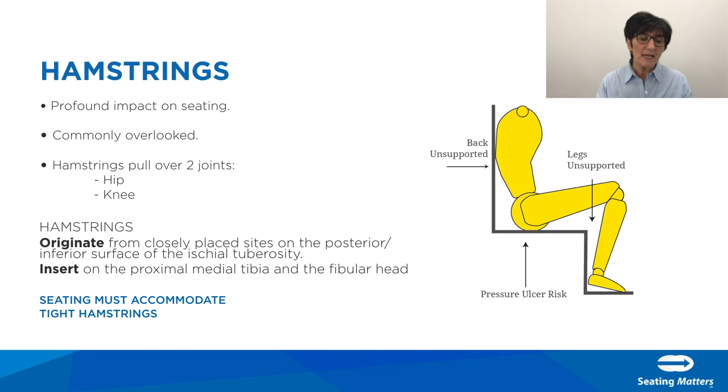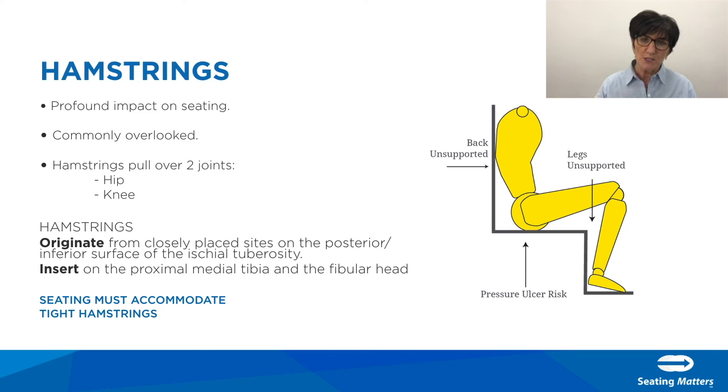So this slide that I now have on the screen here, I'm going to talk to you about hamstrings. And it's a very, very important message, and one that is commonly overlooked in seating. So the hamstrings have a profound impact on seating. They're commonly overlooked, and the hamstrings you'll see from the screen, they originate on the posterior inferior surface of the ischial tuberosity, and then they insert in the tib and fib, the head of the tib and fib, which means they go over two joints. They go over the hip joint and the knee joint.